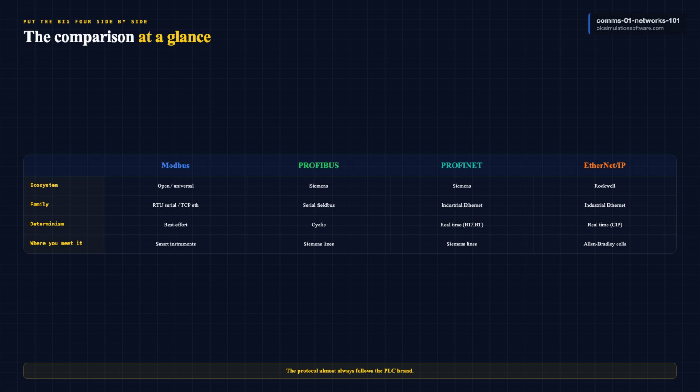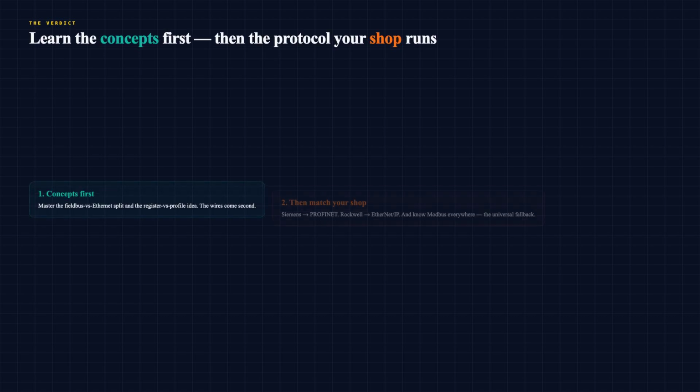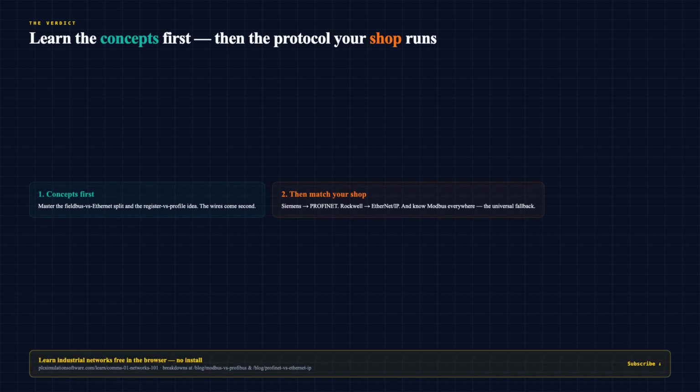So which do you actually learn? Learn the concepts first, not the wires. Master the fieldbus versus Ethernet split and the register versus profile idea. Then learn whichever protocol matches your shop. Siemens shop, PROFINET. Rockwell shop, EtherNet/IP. And know Modbus everywhere, because it is the universal fallback.